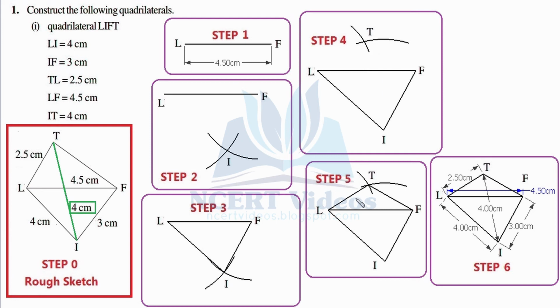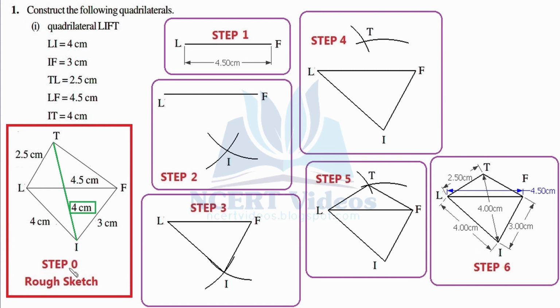Step number 5. Take your ruler and simply connect the newly found vertex T with vertex L and F. That completes our step number 5. At last, step number 6 is simple. We just have to tidy up our construction. That is, we need to jot down all the measurements using our rough sketch.